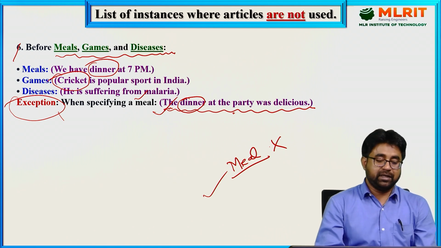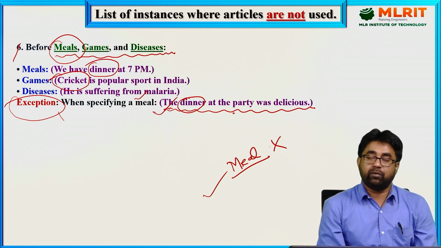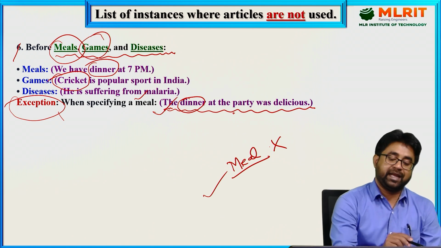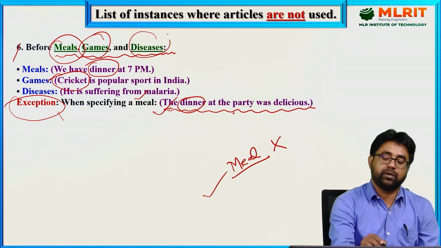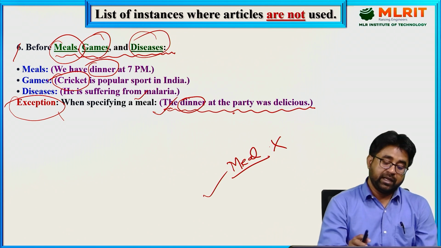So I hope it's clear now. Please remember these three things in a broad manner: before the name of meals, before the name of games or sports, and also before the name of diseases, we are not supposed to use any article.